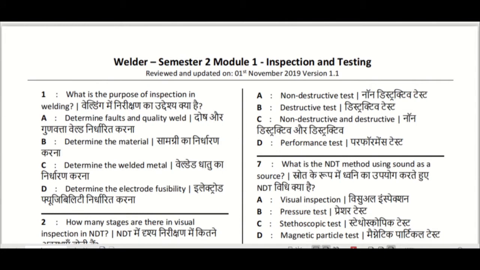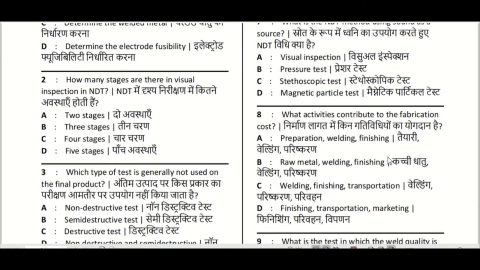What is the purpose of inspection in welding? Answer is: determine the fault and quality of the weld.